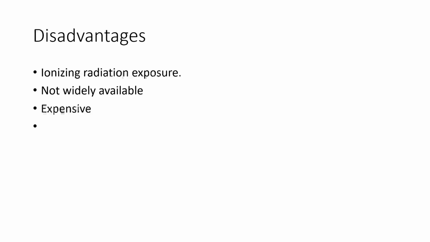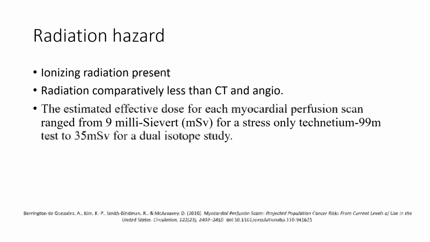The disadvantages of radionuclide imaging are that there's exposure to ionizing radiation, and it's not widely available, and it's expensive. As exposure to ionizing radiation is present, there is significant radiation hazard, but it is less than that of CT and angio. The estimated effective dose for each myocardial perfusion scan ranges from 9 millisieverts for a stress-only technetium-99 test to 35 millisieverts for a dual isotope study.